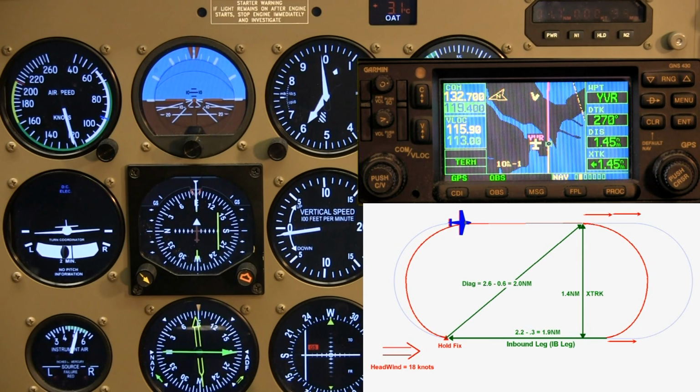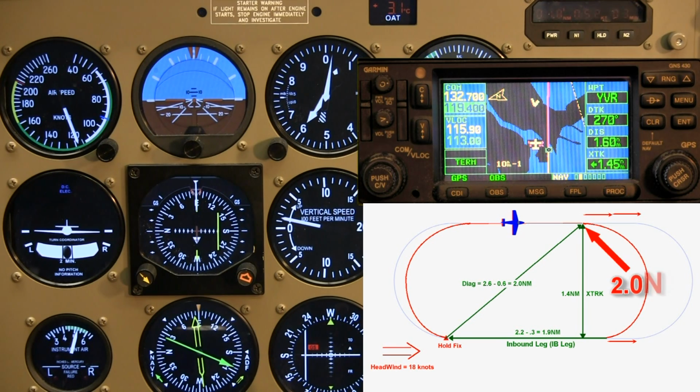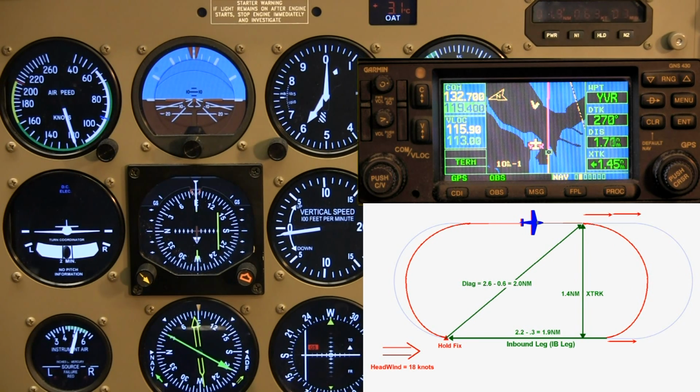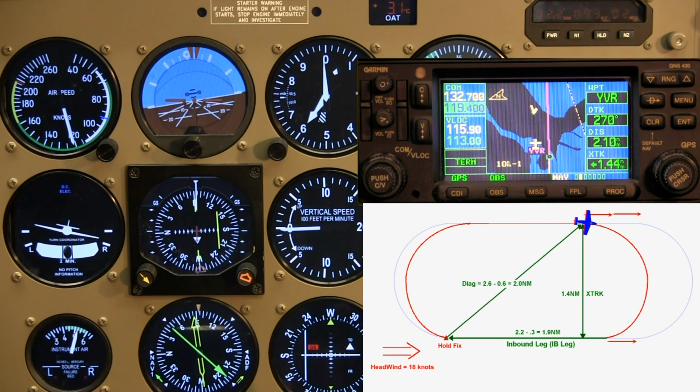As we roll out on the outbound leg, we start the stopwatch when the flag flips. We aren't going to use the time anyway, it's just for backup. Crosstrack is roughly 1.4, so that looks good. I simply wait for 2 nautical miles and then turn inbound again. There's 2 nautical miles and we roll into the turn.